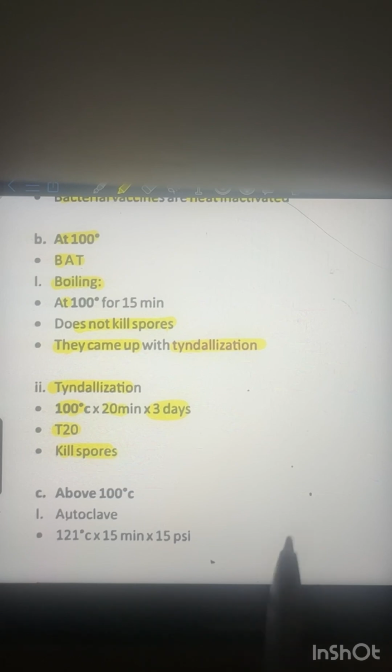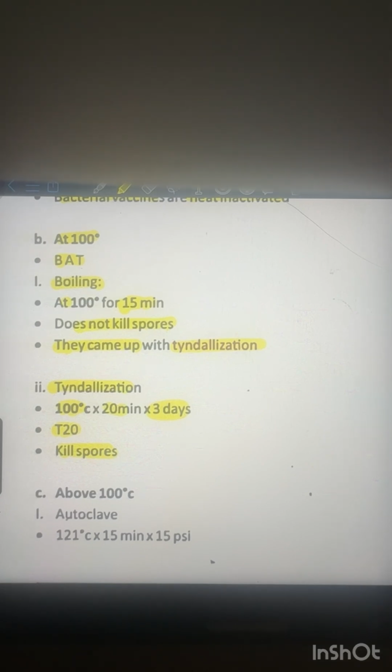So remember T20. What is T20? Another, everything has to revolve around cricket in this mnemonic. So what is T20? Temperature, I already know it is going to be at 100 degrees, but the timing is going to be 20 minutes, 20 minutes, 20 minutes. So this is also a 3-day process. That is day 1, day 2, day 3. It is 120, 120, 120. So remember, inspissation was 80-20, 80-20, 80-20.